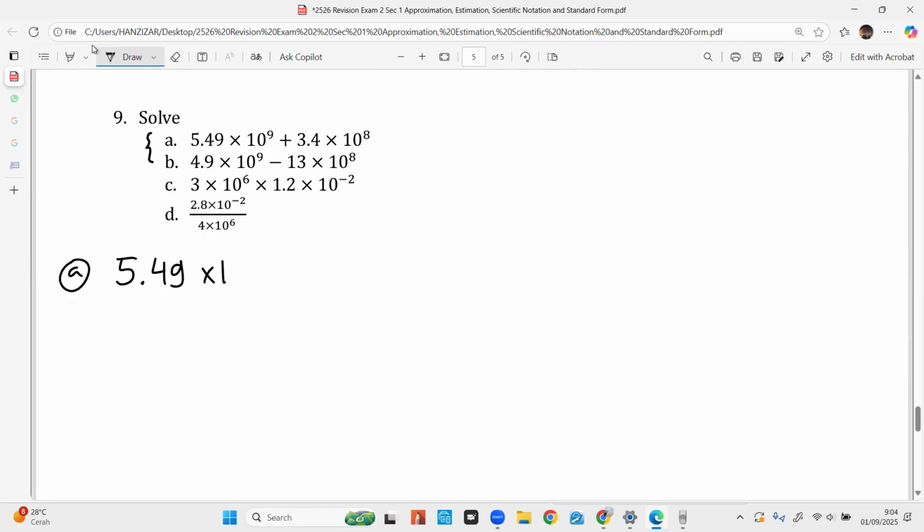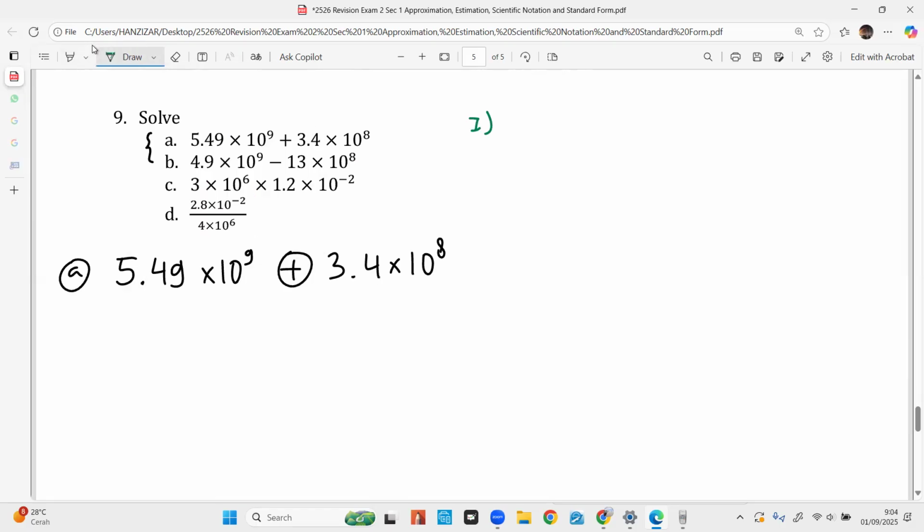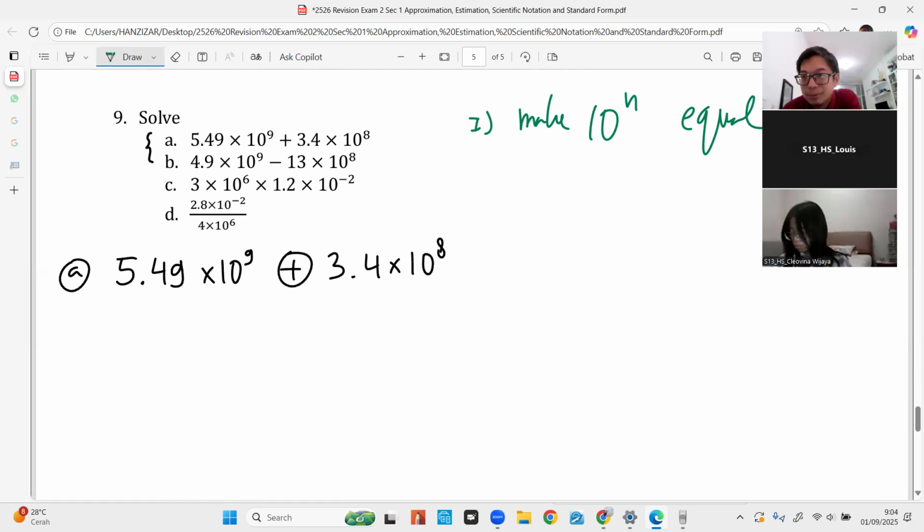5.49 times 10 power 9 plus 3.4 times 10 power 8. Because it's adding and subtracting, you need to do the bit working. First thing first, in adding and subtracting, you already know that you need to make 10 power n equal. So you can choose either 9 or 8. Up to you. Okay, pick one. You want to convert into 9 or 8? Anyone?